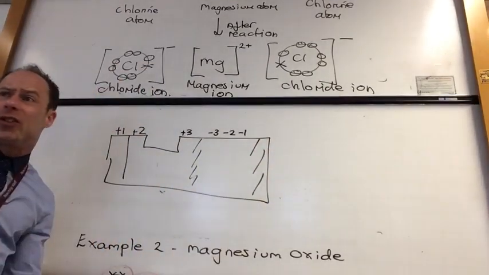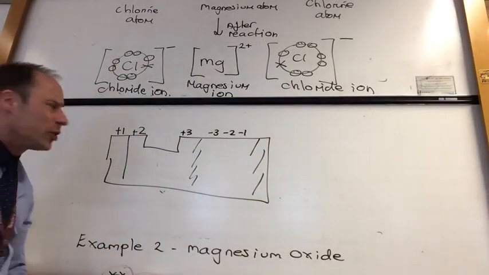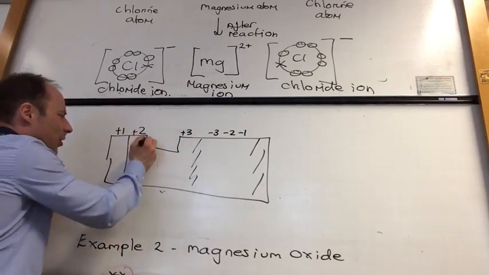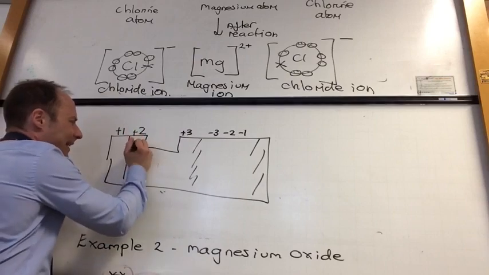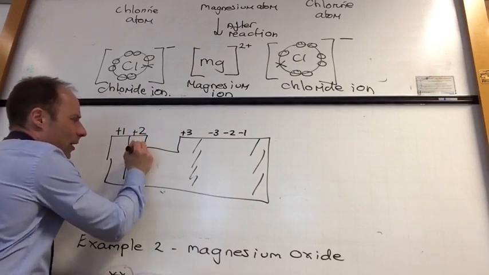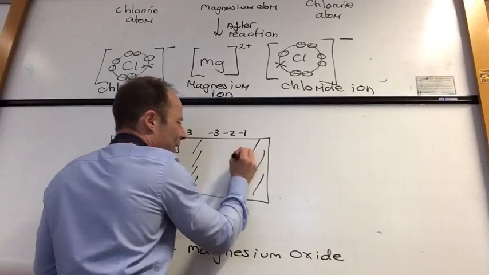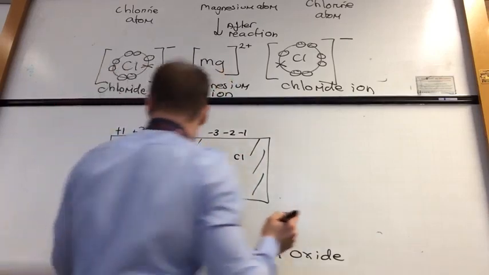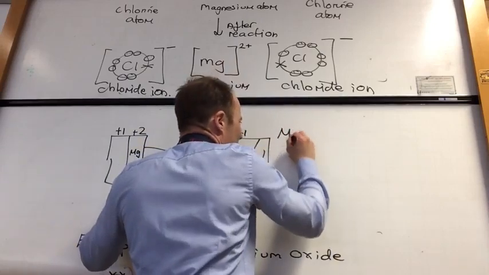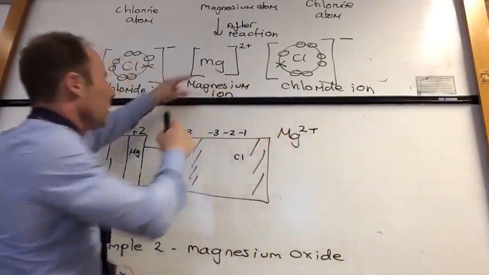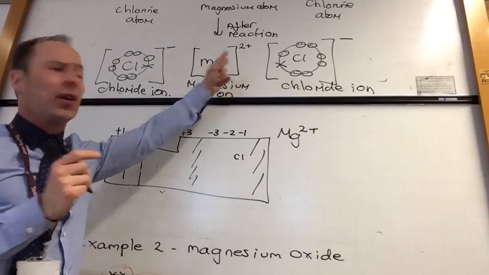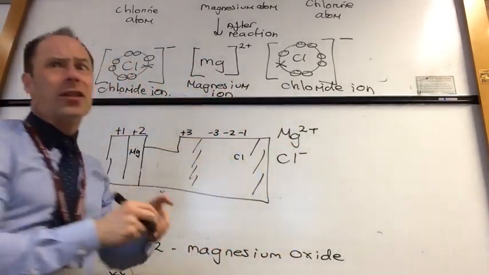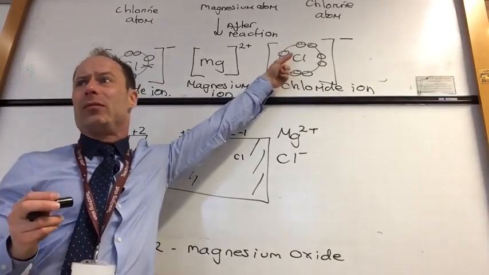So you know how to do that, and you know we counted it up, didn't we? Magnesium's in group 2, and chlorine is in group 7. So if I had to do this, I'd say, okay, magnesium's in group 2, so it's Mg2+. That makes sense, doesn't it? That's what we've just worked out. Chlorine's in group 7, so it's Cl-. That's what we've just worked out here.